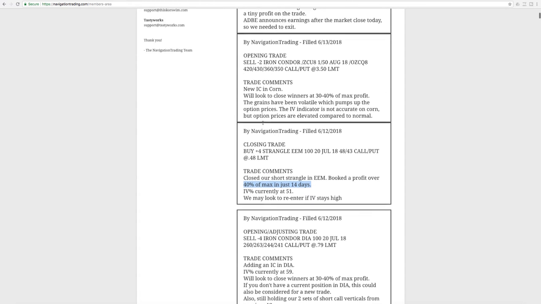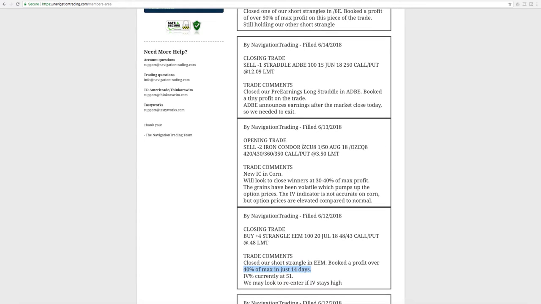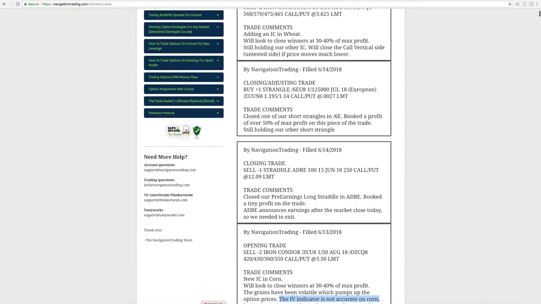Next trade was an opening trade in corn. So we hadn't had a corn position on in some time. Implied volatility is really high in the grains right now. A lot of volatility. Remember, the implied volatility indicator is not accurate on the grains, including corn. So I'm really just looking at where price was compared to past Iron Condors that we've put on. This is just something that I do have to do on a manual basis.